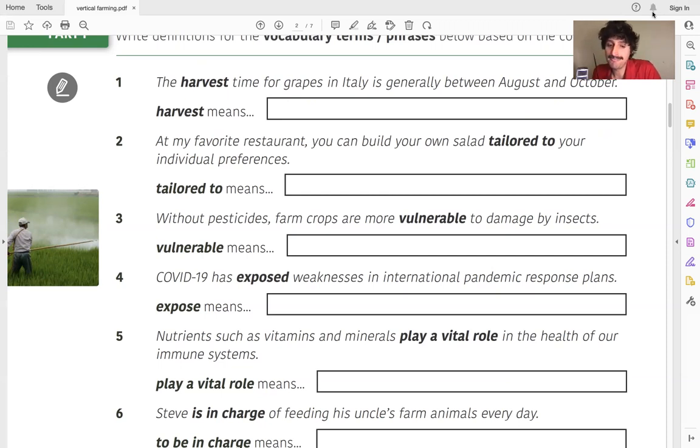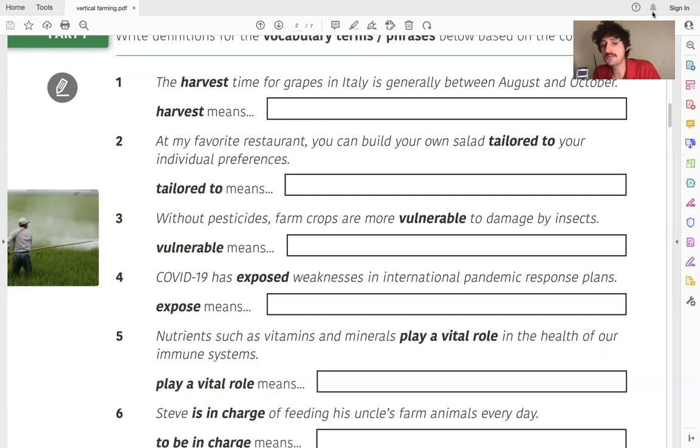So right now, in this case, we know that there are a lot of weaknesses in our system. Okay, and the pandemic exposed that, meaning now we know what problems we have, what political problems some countries have, because the pandemic showed us, it exposed it.